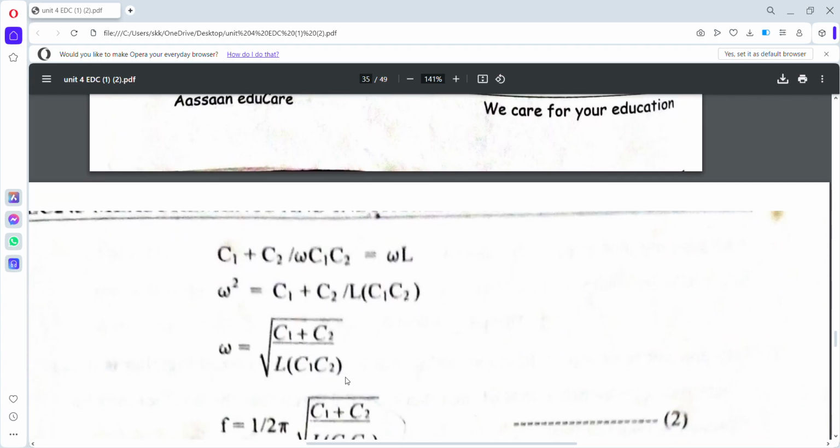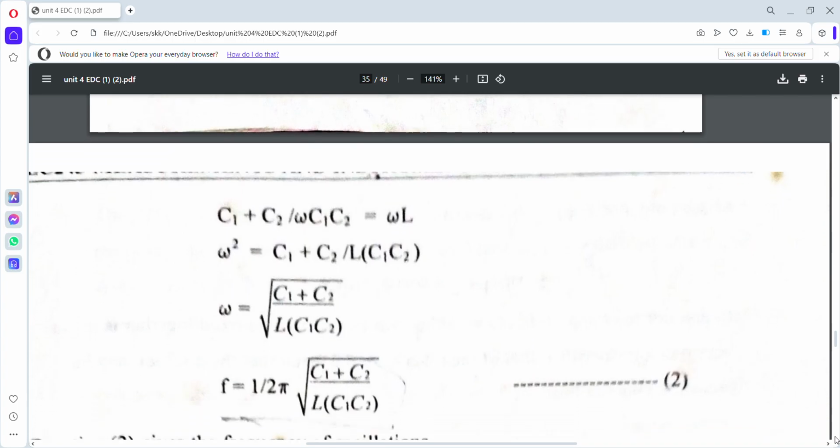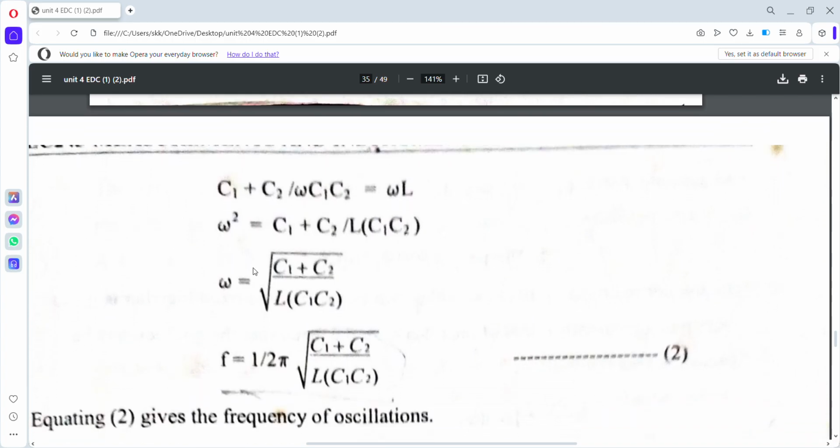You got this answer: C1 plus C2 divided by L into C1 C2. This is your answer for omega. You know omega is equal to 2 pi f. What is omega? Omega is the angular frequency. We have 2 pi f, then find out the f. This I want. I want the frequency of oscillation. In this way I find out the frequency of oscillation.